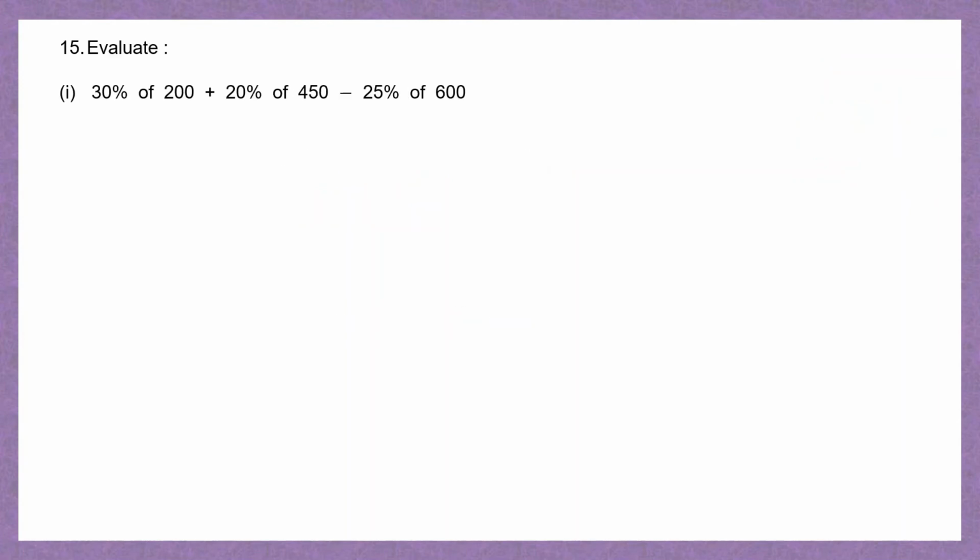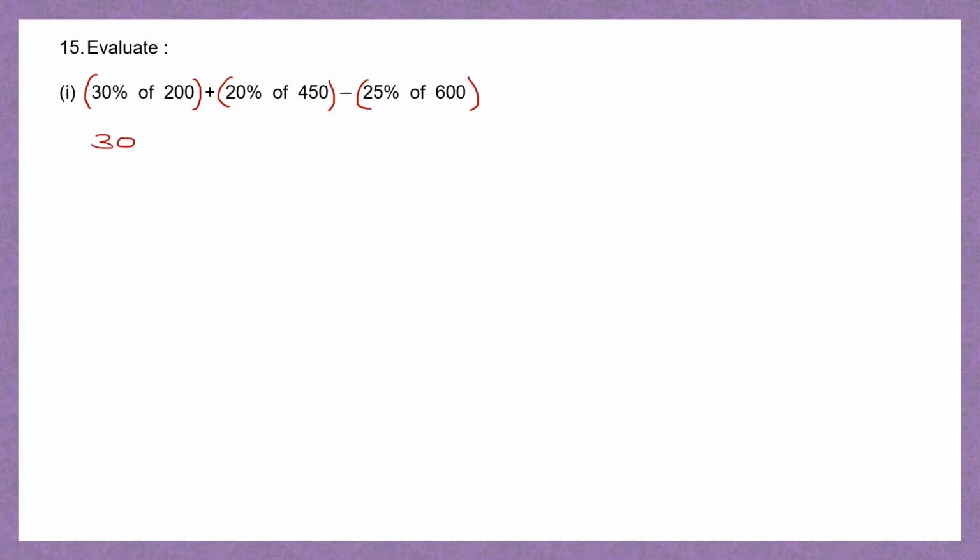1260. Question 15 is a different kind of sum where we have brackets. We have to evaluate percentage here along with our regular numbers. Okay. Now let me read the question. 30% of 200 plus 20% of 450 minus 25% of 600. So we need to find all these separately.